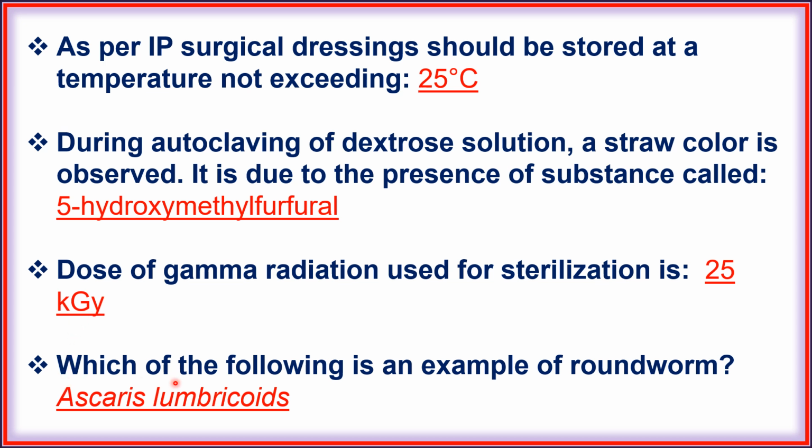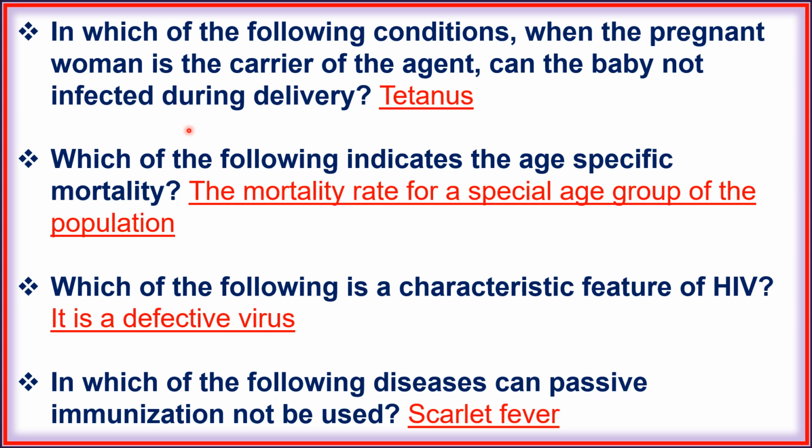Next, which of the following is an example of roundworm? Ascaris lumbricoides. Next, in which of the following conditions, when the pregnant woman is the carrier of the agent, is the baby not infected during pregnancy or delivery? That is tetanus.